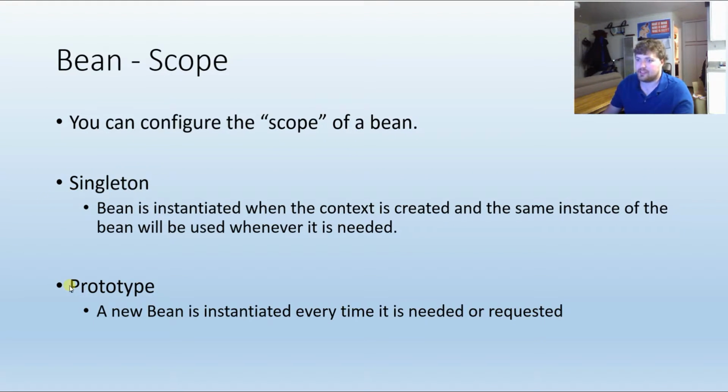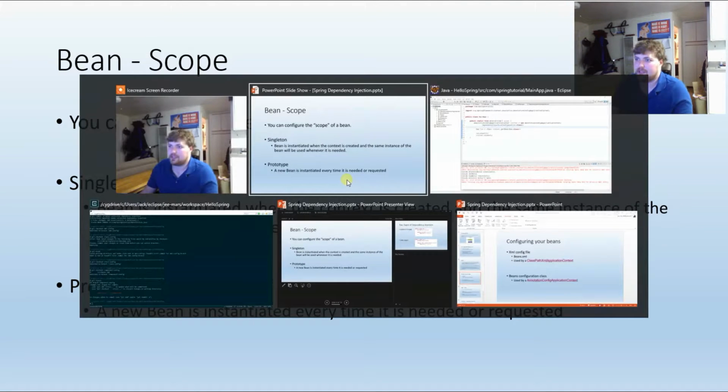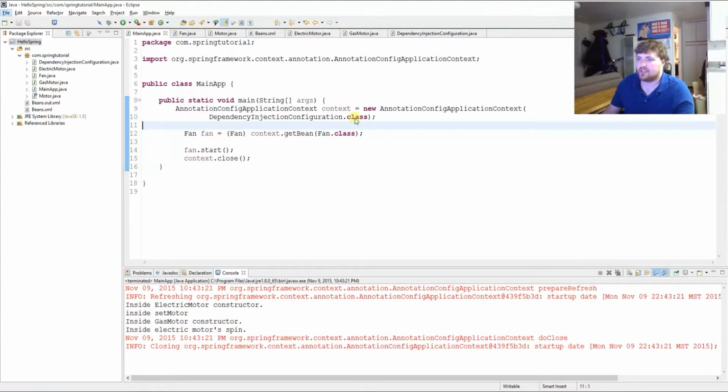The prototype is the exact opposite. Every time I request a bean, I will receive a new one. Okay. So with this concept in mind, it's going to start to make a little more sense why some of these things are happening down here. By default, the scope of a bean is going to be singleton.